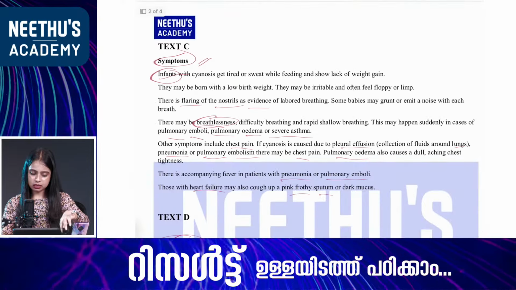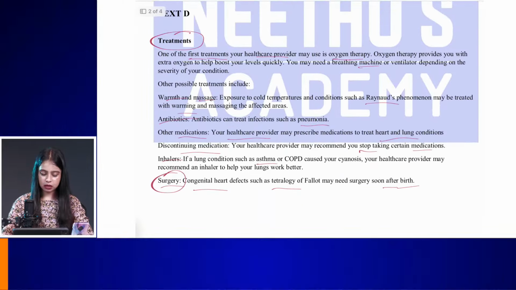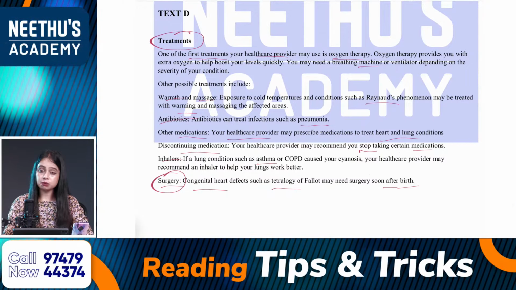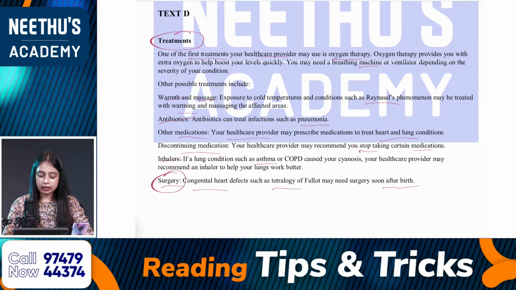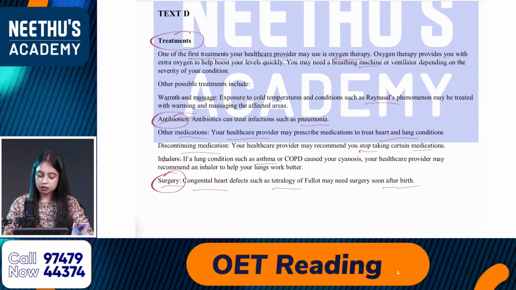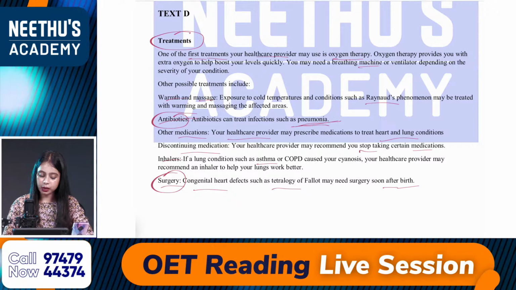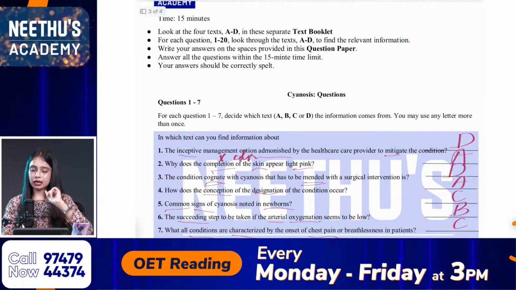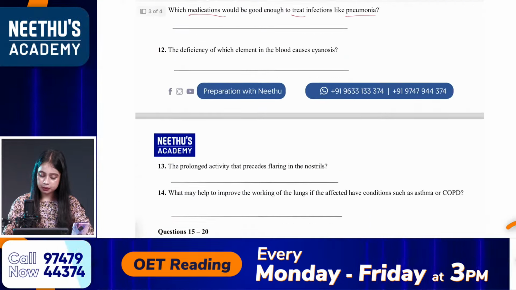I think it is in text D, right? In the treatment options. So what medication to treat pneumonia infections? See, antibiotics. Antibiotics can treat infections such as pneumonia. So the answer is antibiotics, from text D.